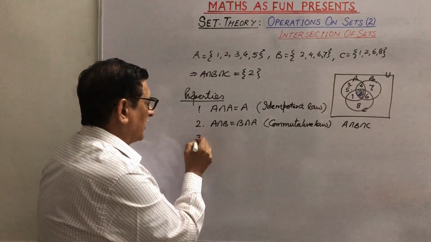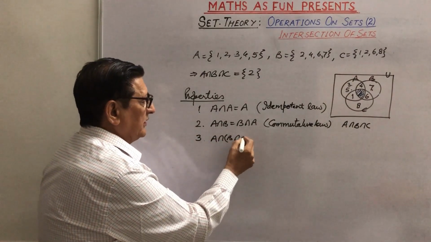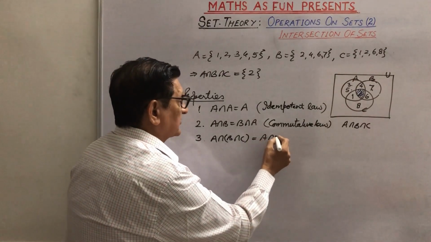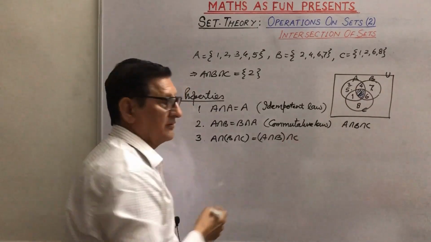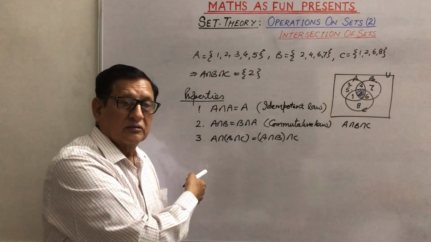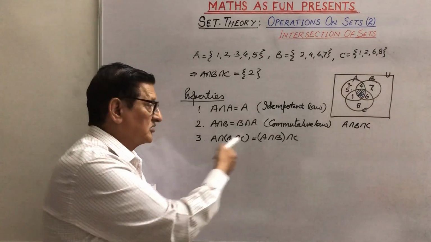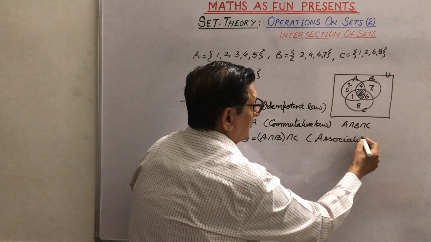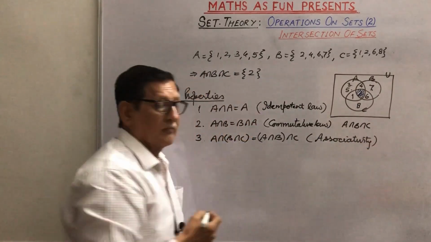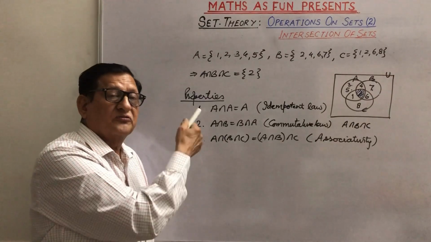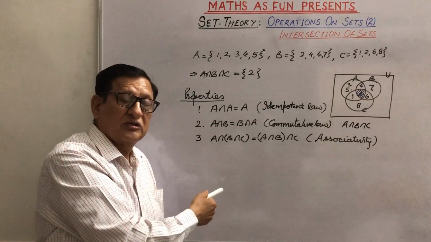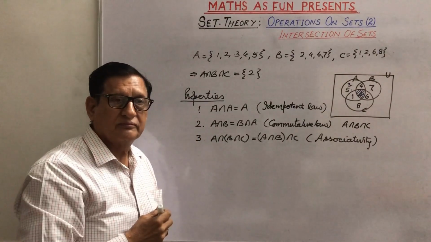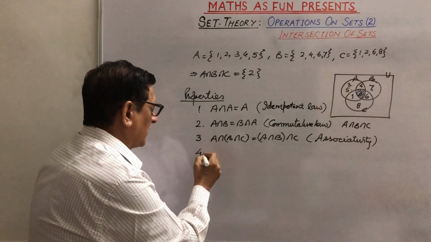The third one we have: A intersection B intersection C is equal to A intersection B intersection C, with the brackets grouped either way. As we have learnt in the union of sets also, this is known as associativity or associative law. So we can say that intersection of sets follow the law of associativity, or we say the intersection of sets is associative.